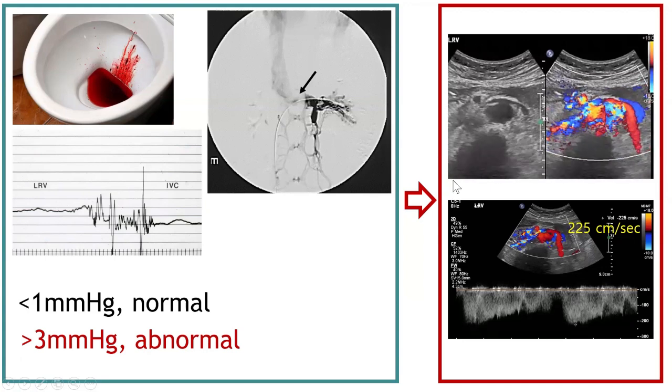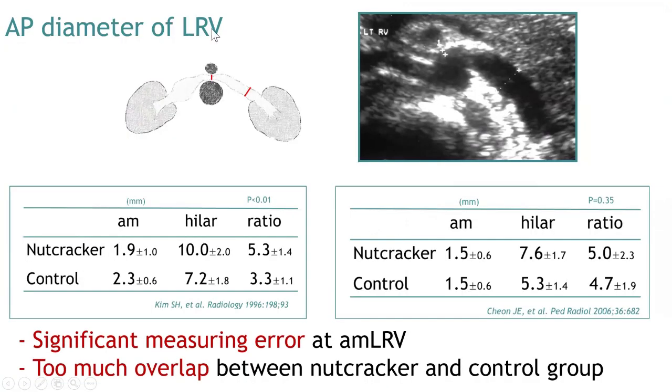Because this Doppler ultrasound is very easy to perform, we do this procedure in a lot of suspicious patients, like patients with incidental microscopic hematuria, proteinuria, and some unusual pain in abdomen and flank areas. And we can detect a lot of Nutcracker patients with this Doppler ultrasound.